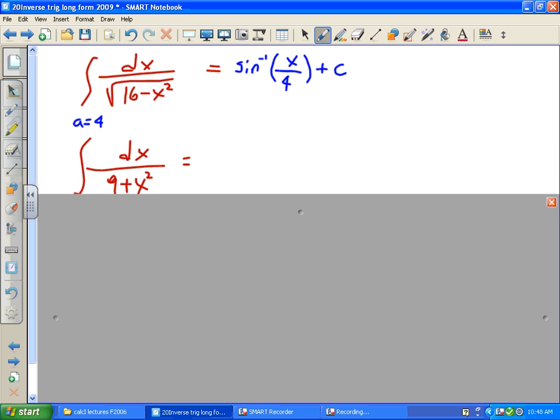Any questions on that one? There was no 1/3 or 1/4 in the sine inverse formula. Only the tangent inverse has that extra coefficient.